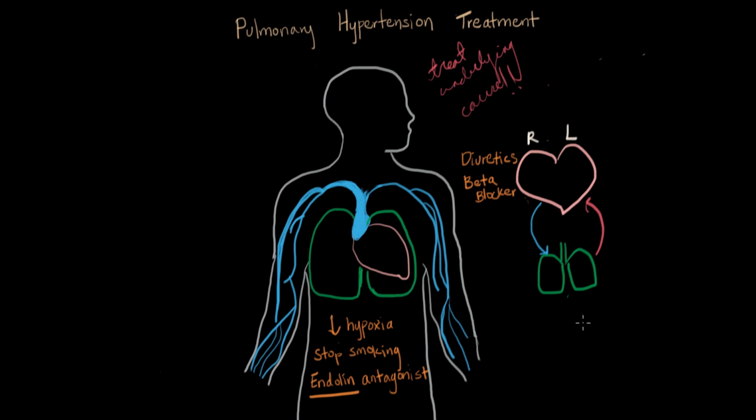But we can also give drugs that give the left side a little bit of a kick. So there's a whole big class of drugs called the inotropes, or inotropic drugs, that make the heart work harder. So we can increase the motor power behind the left side, make it push out harder, so we have less backup in the lungs and can alleviate the pulmonary hypertension.